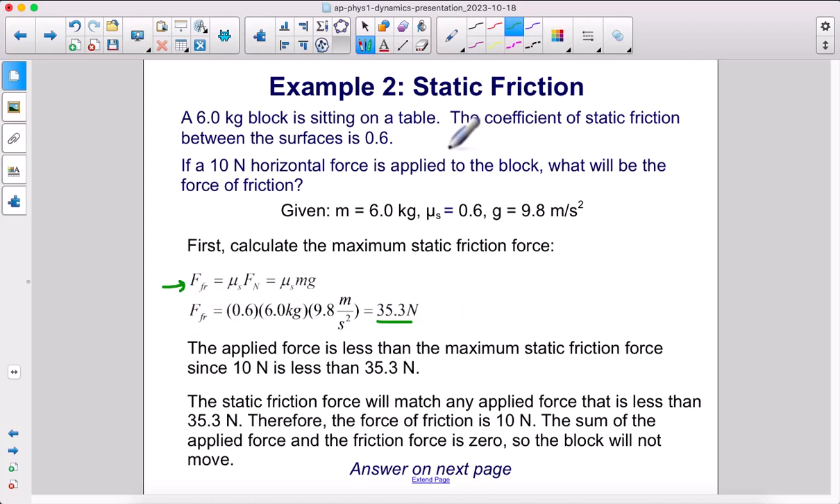The applied force in this problem is 10 newtons, which is less than 35.3 newtons. The static friction force will match any applied force that is less than 35.3 newtons. Therefore, the force of friction will be 10 newtons. The sum of the applied force and the friction force is 0. The block will not move.